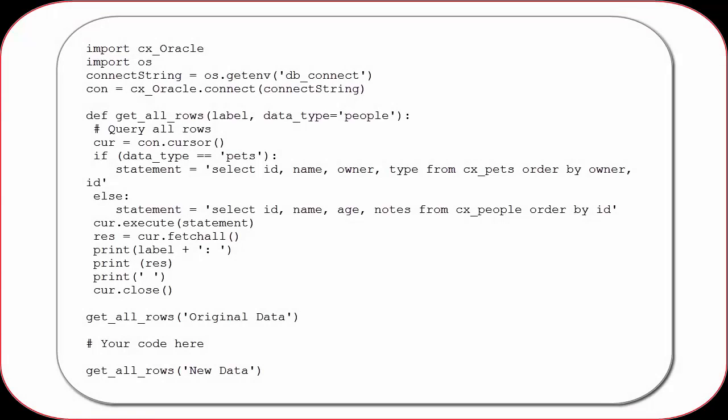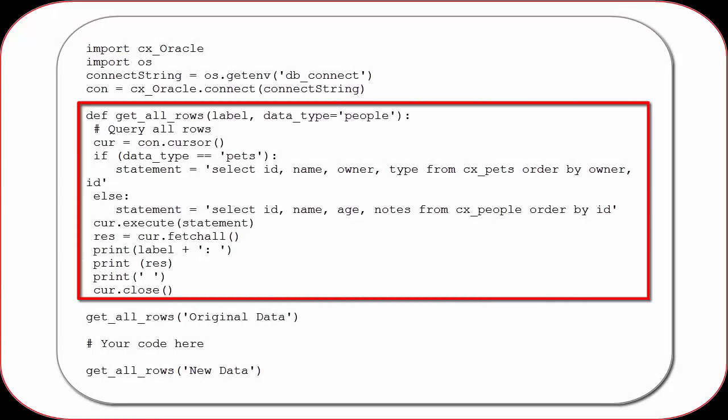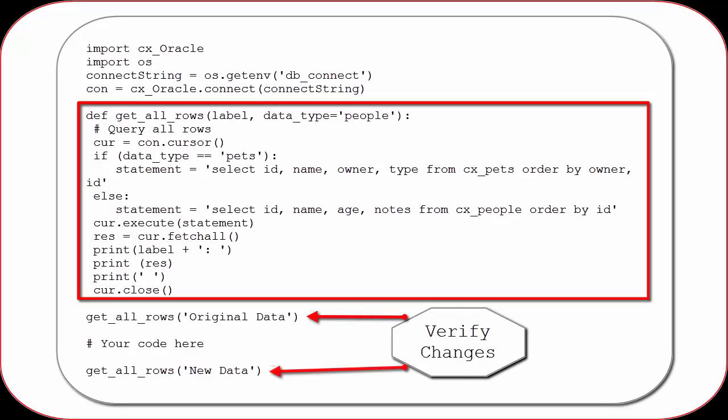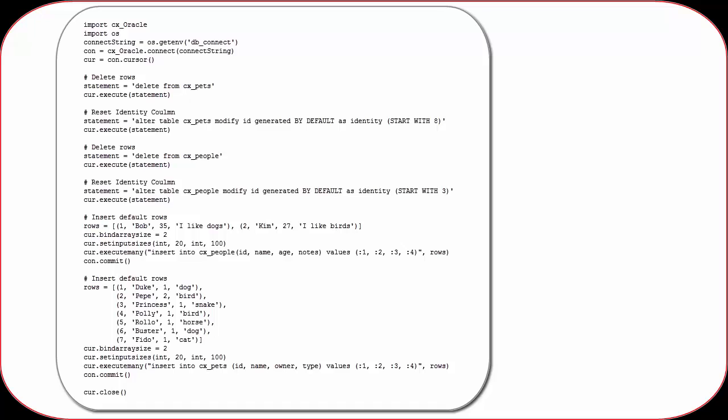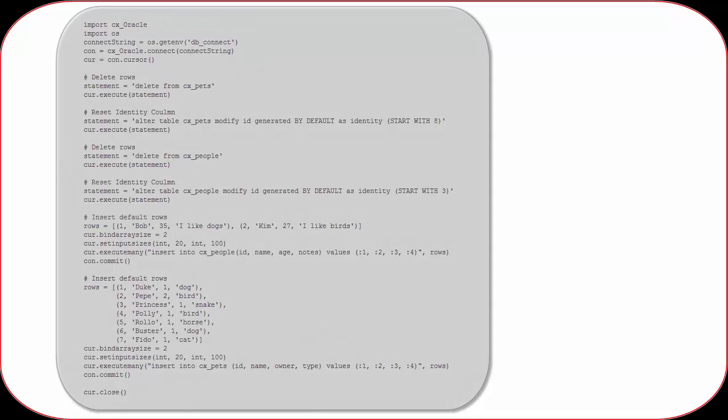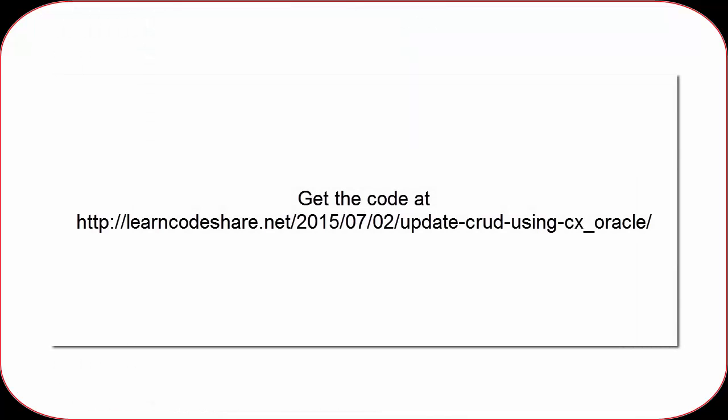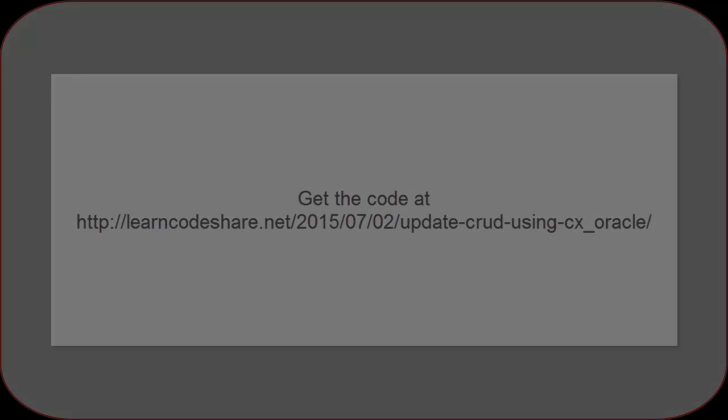I'll be using a helper function called getAllRows. Basically, it's just a simple select statement that we'll use to verify that the data changes worked. The select functionality is covered in the read section of this series, so we won't go into the details here. To keep the examples clean, I will reset the data from time to time. I'm going to use a file called resetdata.py. This file won't be covered in the tutorial, but you can find it on my blog.